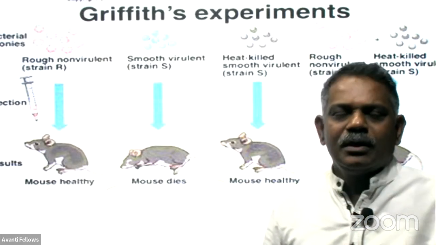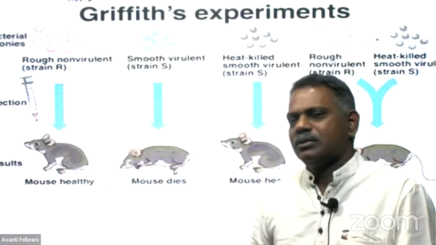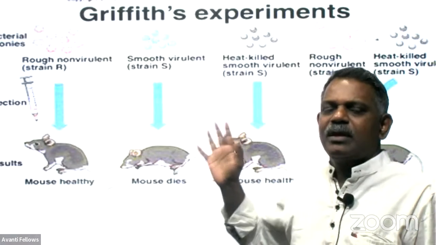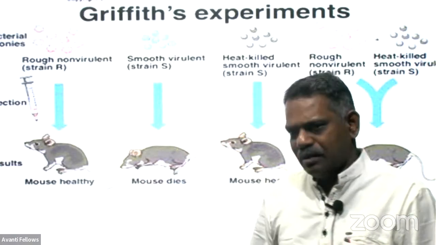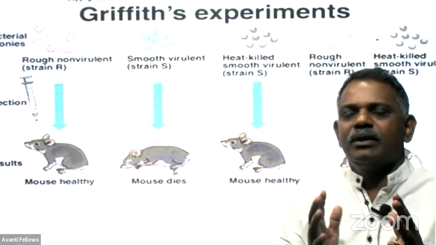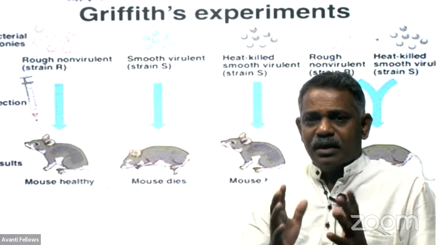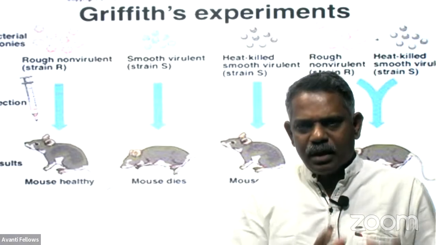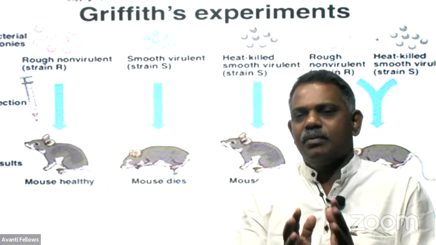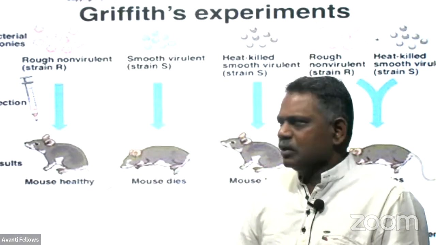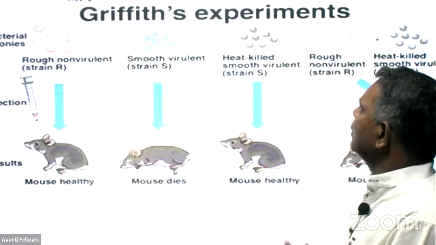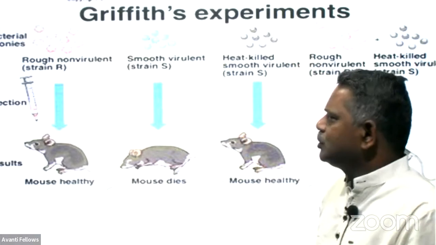Let us continue the topic that we discussed in the morning session. It's nothing but the experiment conducted by Griffith, to prove that the real genetic material is DNA, not RNA or proteins. So once again, let's go through the experiment to get the continuation.